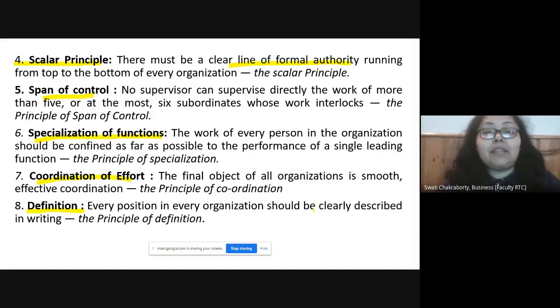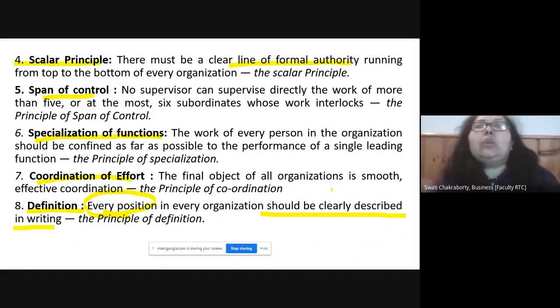Next is definition. I'm repeating once again, every position in an organization should be clearly defined. It should be there in writing. What does that position imply? What are the rules? What are the do's and don'ts for that position?